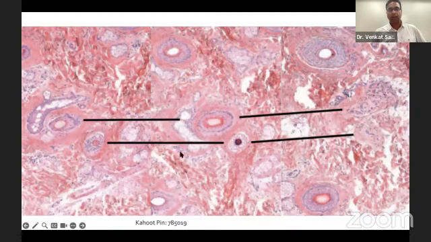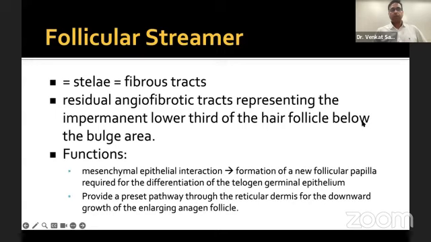Therefore, we always do hair counts at the isthmus level or the bulge level, because that's where you can differentiate vellus follicles from catagen, telogen follicles, etc. Okay. So follicular streamers, stellae, fibrous tracts, and residual angiofibrotic tracts represent the impermanent lower third of the hair follicle below the bulge area. It has some functions.